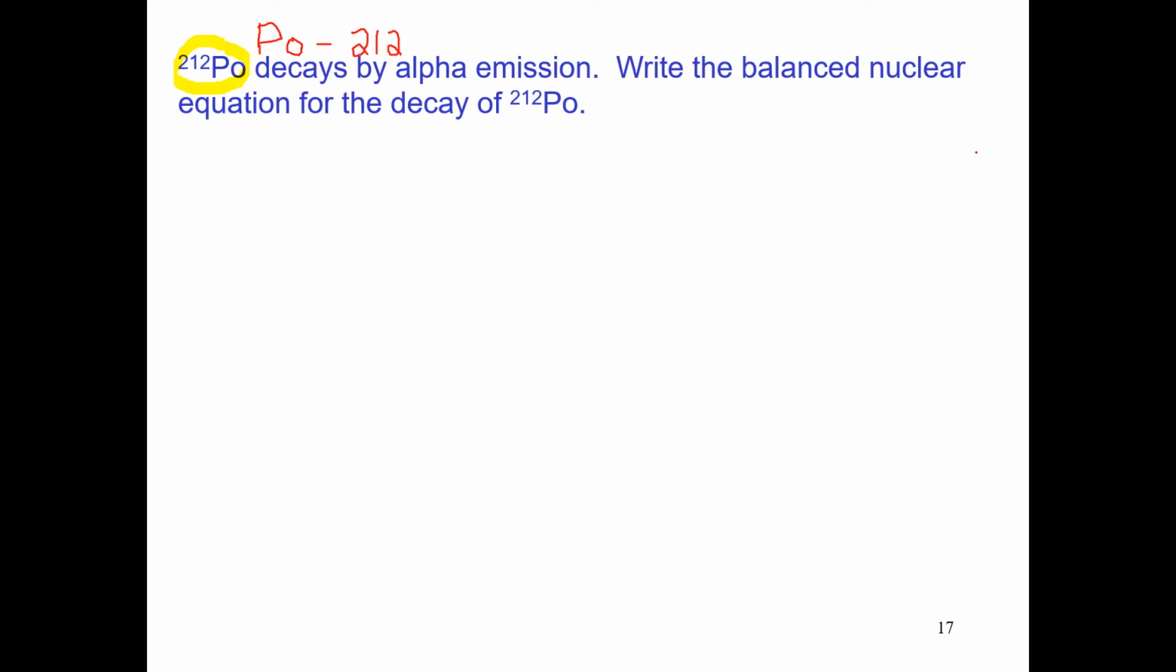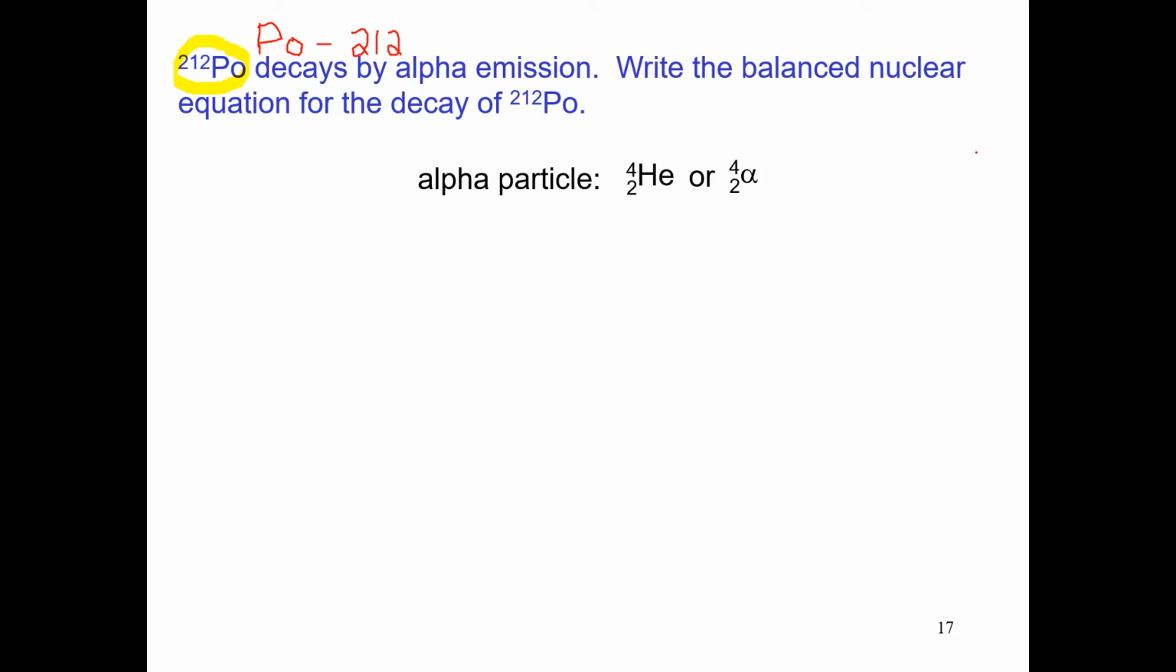All right, so let's start by looking at what it says. It says it decays by alpha emission. We're going to write the balanced nuclear equation. So what is alpha emission? It means that it releases an alpha particle. An alpha particle we can write either as a nucleus of helium, or alpha, with a mass number of 4 and a nuclear charge or atomic number of 2.